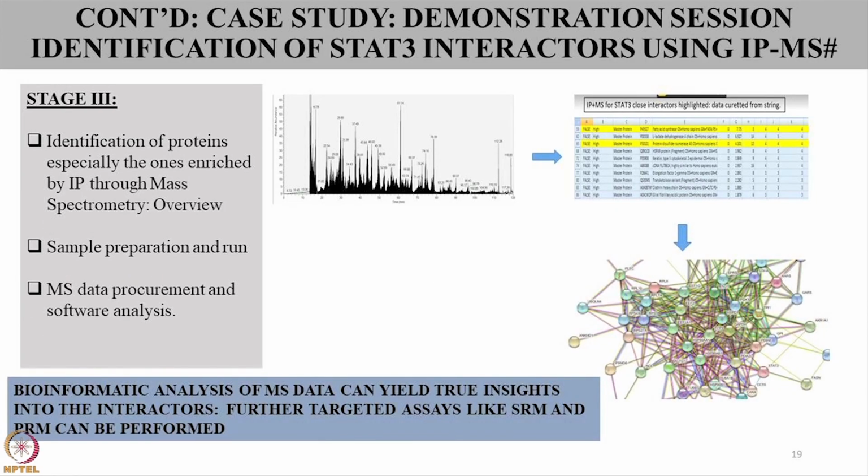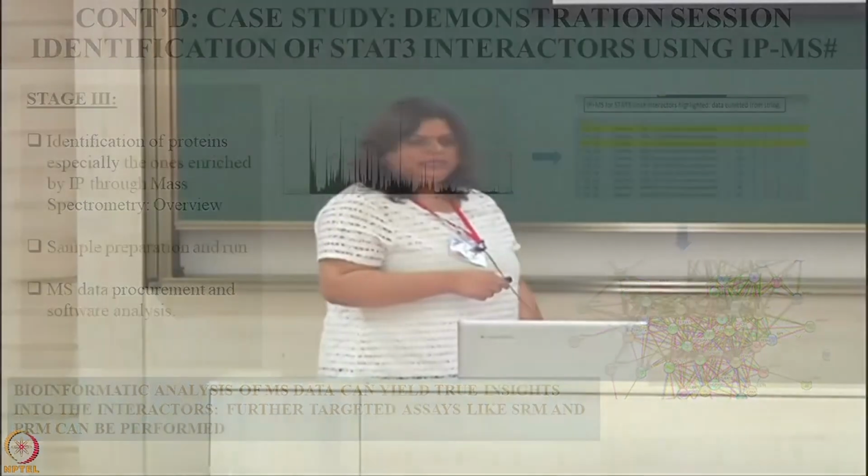Stage 3 of the experiment is the identification of the proteins, specifically the ones that have been enriched through IP. We are not taking the whole sample, we are just taking those bands that have come up specifically, and subjecting them to mass spectrometry. So you will get a list of proteins, and you can then do bioinformatic analysis.